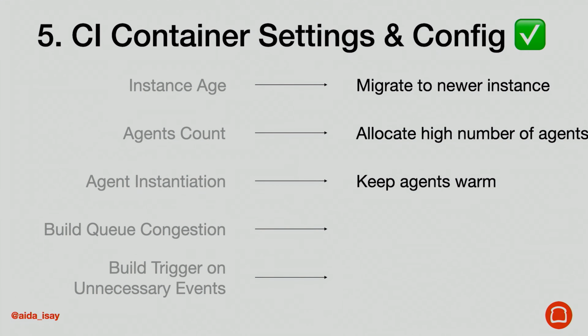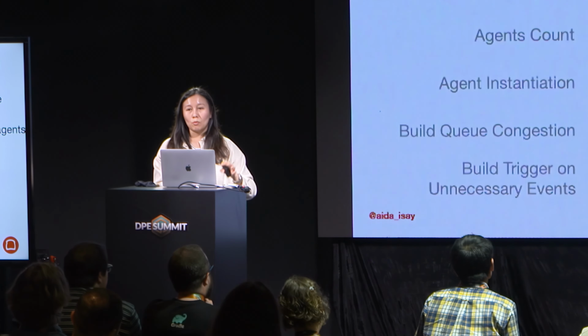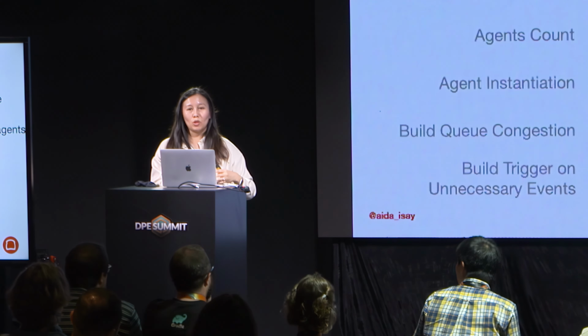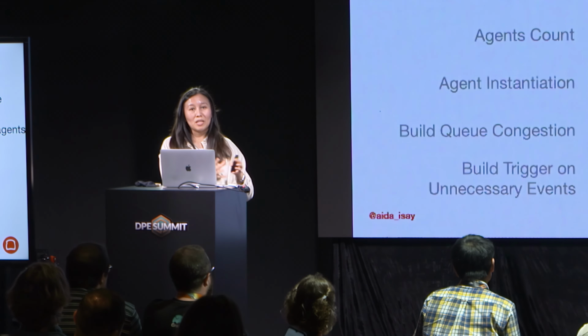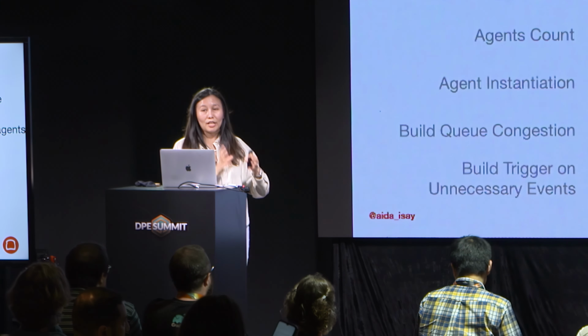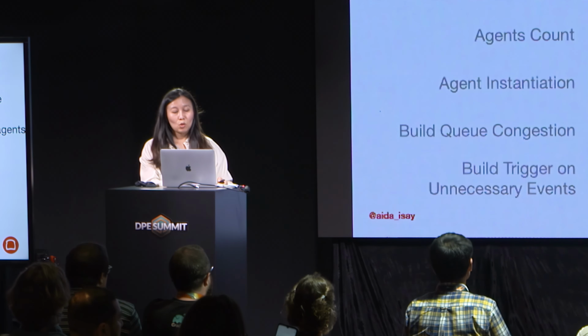Also, agent instantiation. We ended up having our own special agent pooling where we keep our agents warm and we don't kill them until the end of the day. So we can basically reuse them every time a new build comes in. The same agent doesn't spend time on instantiating and rather starts running an actual project. That was the big win right there.